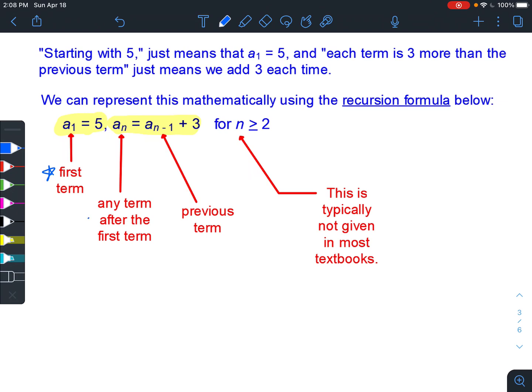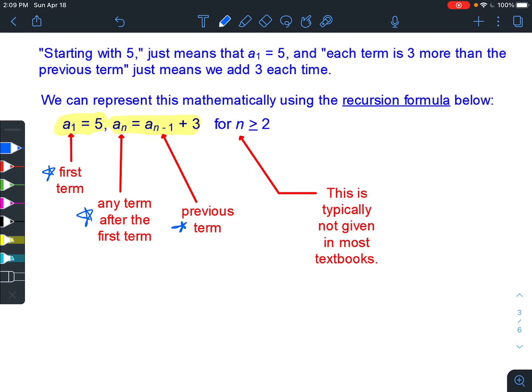Okay, and then the more critical one, but again, that's my opinion, any term after the first term is what a sub n is going to stand for. Then you're going to see equals, and then there'll be some kind of expression, and it should include an a sub n minus 1. That's just a simple way to say the previous term, that n minus 1 thing. And then there'll be something that's happening to that a sub n minus 1. In this case, it's simply a plus 3.